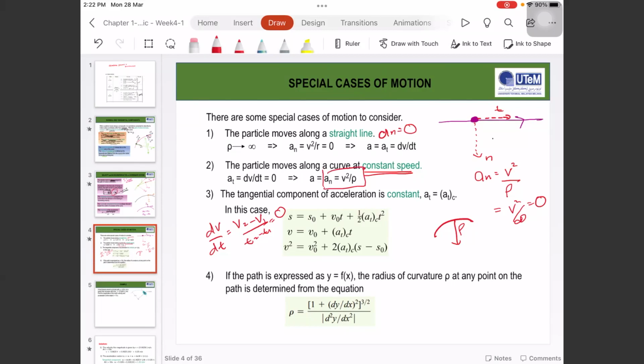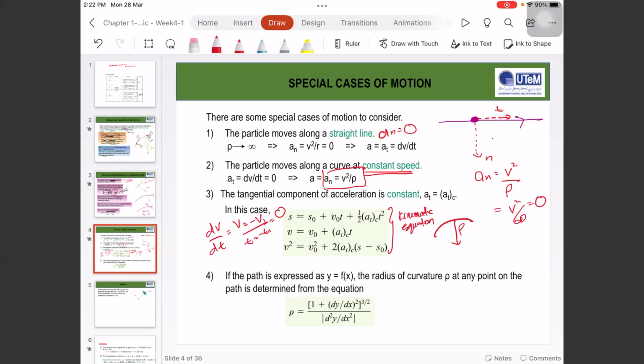Special case number 3. The tangential component of acceleration is constant. So you have A tangent constant. Then you can use these 3 kinematic equations, if A T is constant.